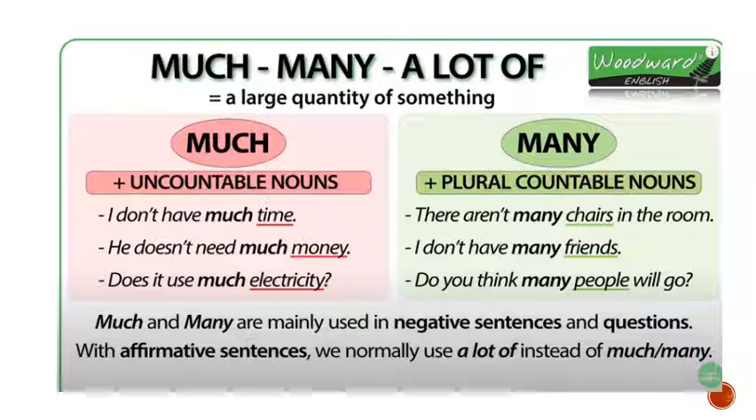Many. There aren't many chairs in the room. I don't have many friends. Do you think many people will go? So here it is used many in negative sentences and in questions. Much and many are mainly used in negative sentences and questions. With affirmative sentences, we normally use a lot of instead of much or many. We said normally, not always.